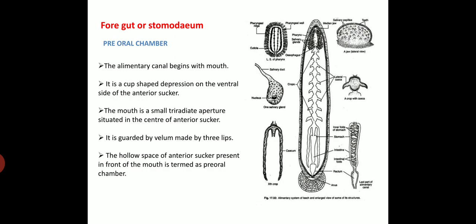You already know that the leech is provided with two prominent suckers, the anterior and the posterior sucker. The anterior sucker bears the mouth, and it is guarded or protected by a velum, which is made up of three lips. The hollow space of the anterior sucker present in front of the mouth is termed the preoral chamber. In the picture you can clearly see the first part of the alimentary canal, that is foregut.